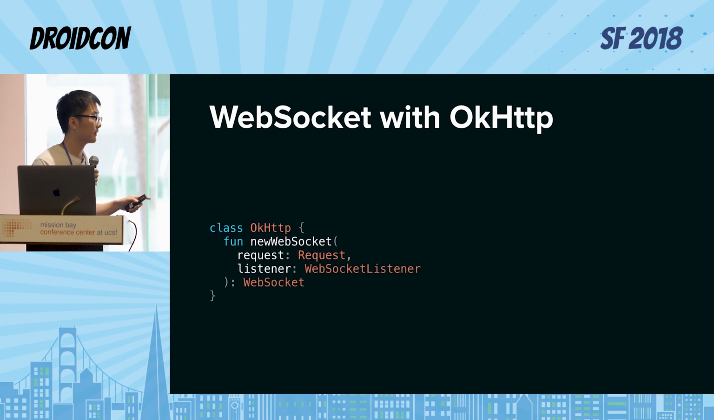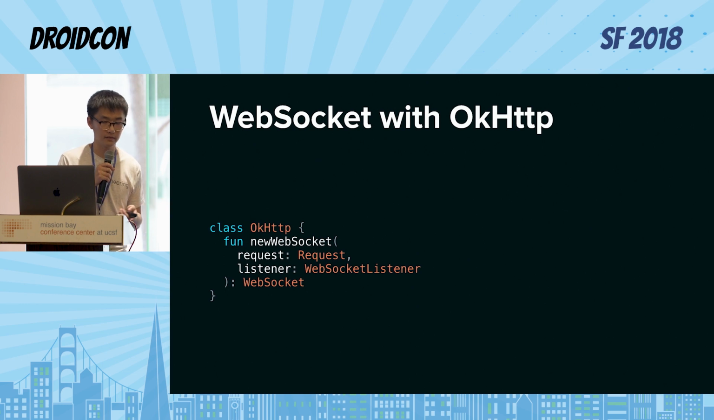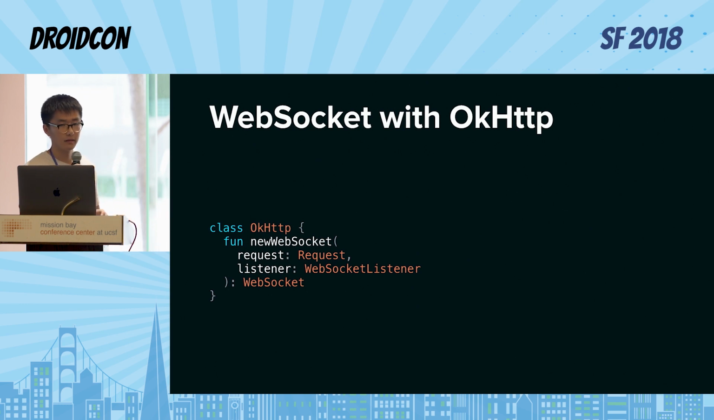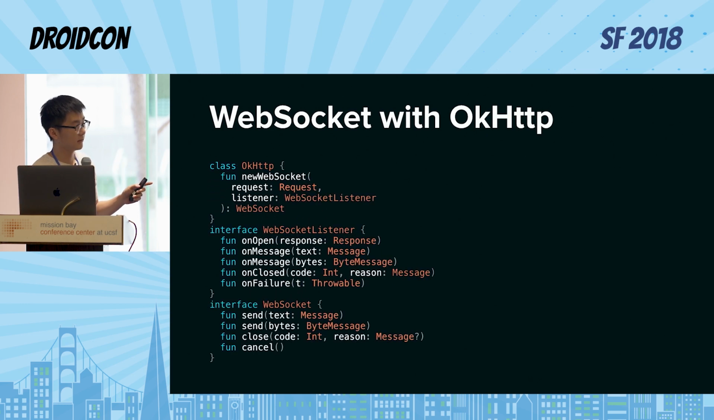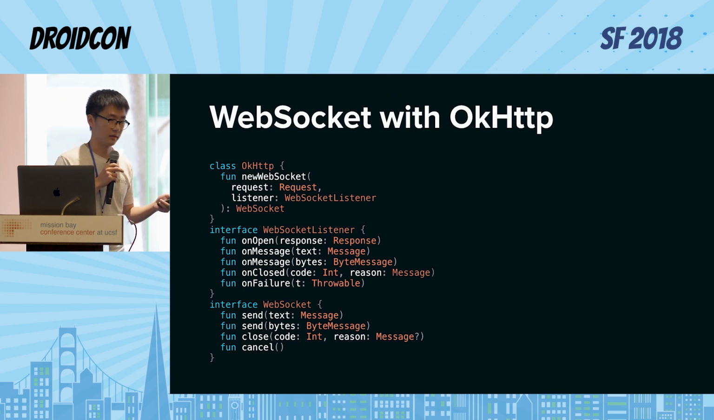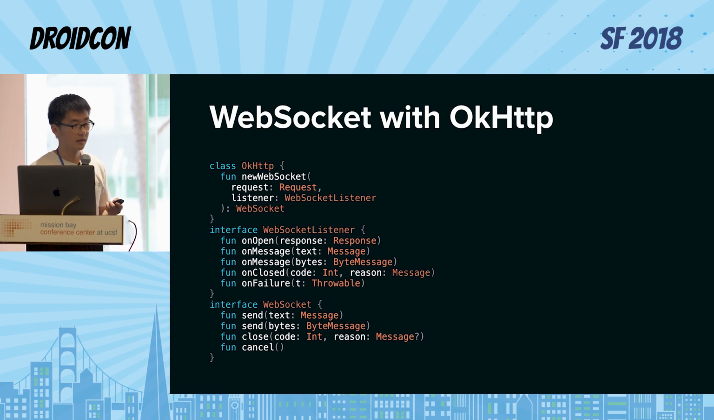To create a WebSocket connection using OkHttp, you will use this method. It takes two parameters. The first one is the request, which contains the server URL. The second one is a listener object. You can use the listener to listen to the connection state, and you can also use it to listen to incoming messages. To send a message, however, you will use the WebSocket object.